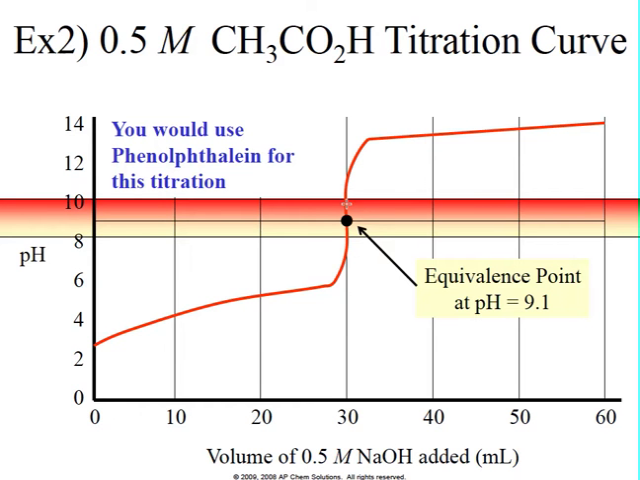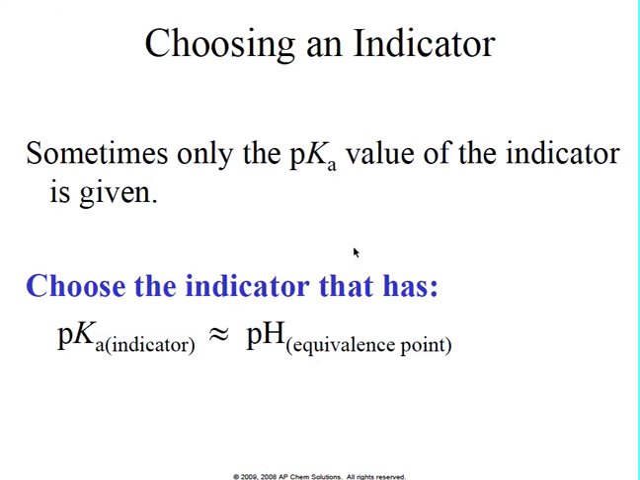So phenolphthalein will work well with a strong base and a weak acid, because remember, the ending solution will probably be more basic. Okay. So choose an indicator. Sometimes only the pKa value of the indicator is given. Okay, so if they give you the pKa value, right, then you know what the pH is. Because remember, the pKa of the indicator will roughly equal the pH at the equivalence point. So that's how you know which indicator to use.